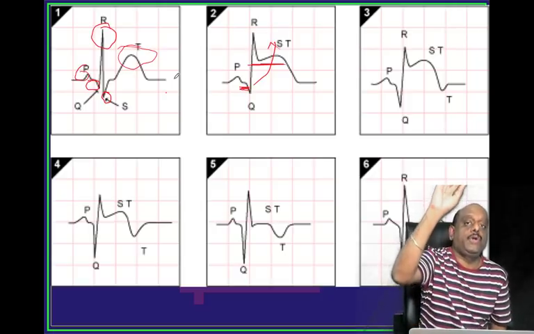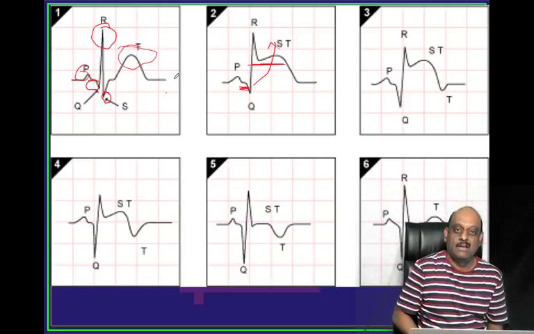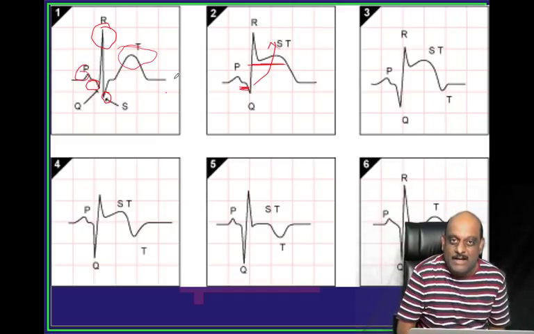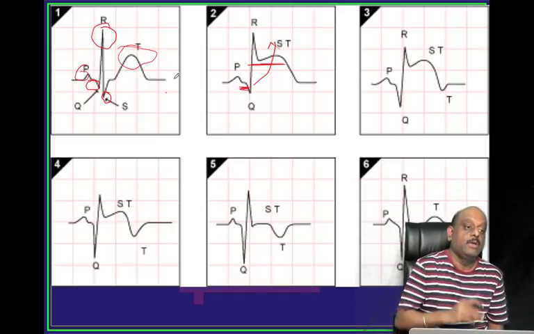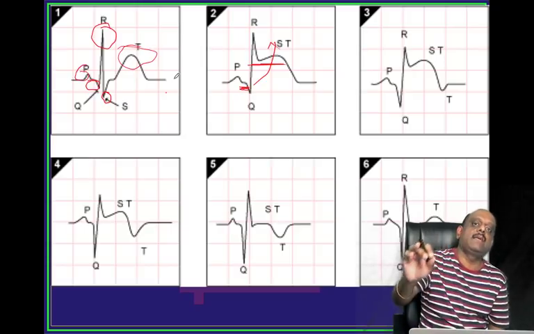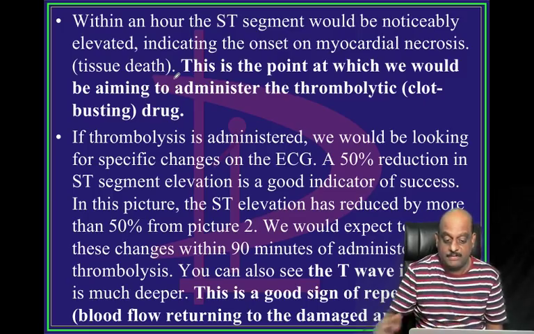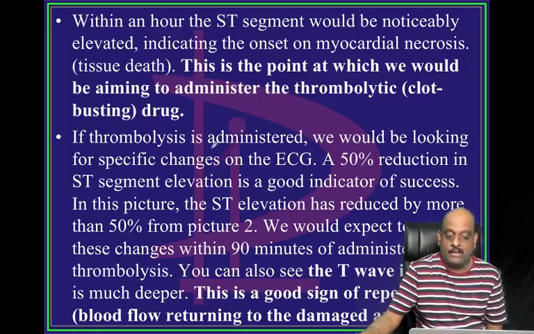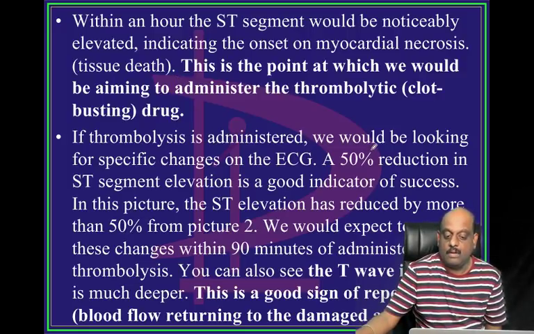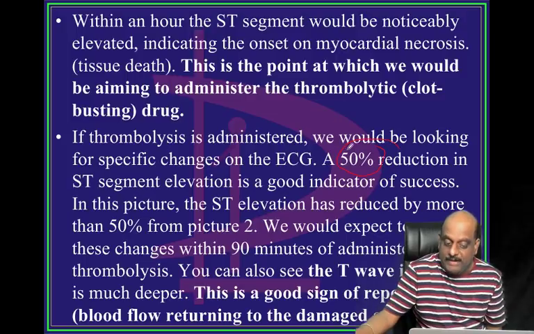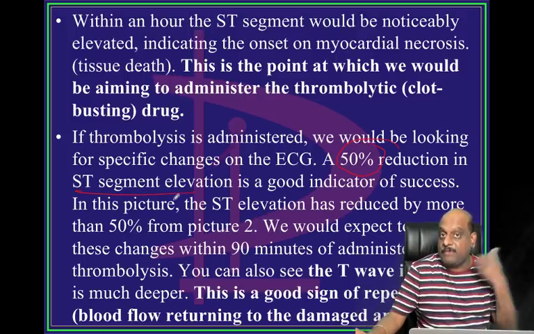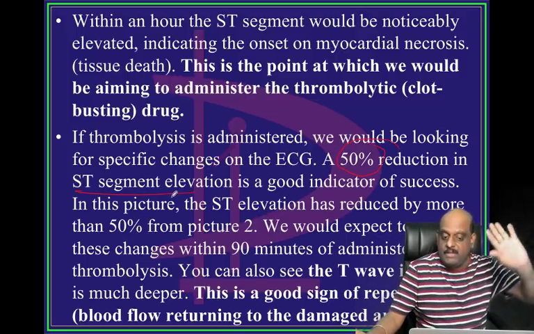If you want to do thrombolysis, will you do it if the ST segment is not elevated? No. To do thrombolysis, the ST segment should be elevated, must be elevated. Then only you can do thrombolysis. A 50% reduction in the ST segment elevation after you do thrombolysis means you are successful.